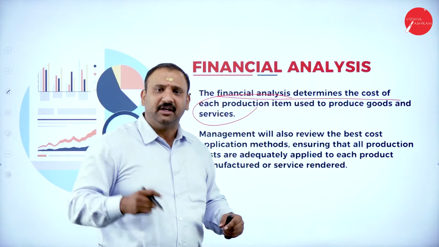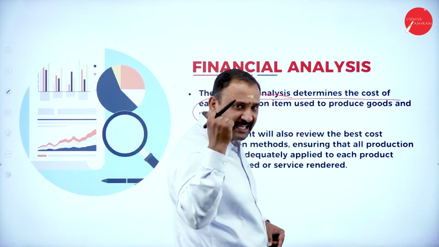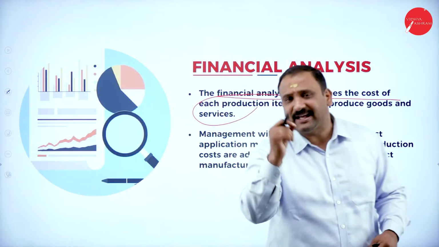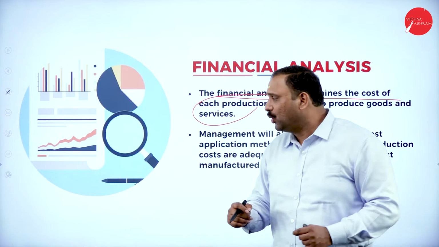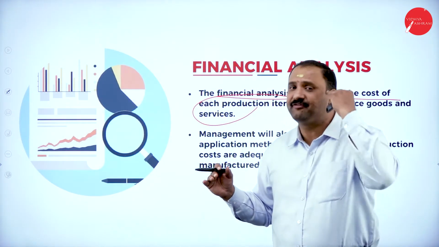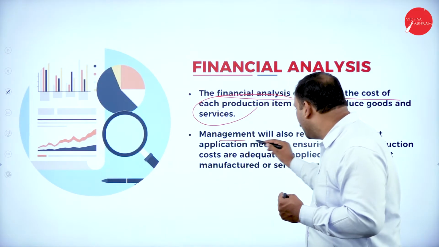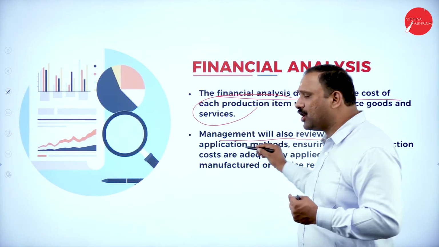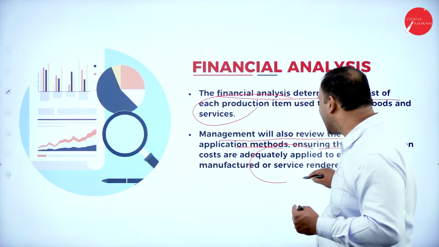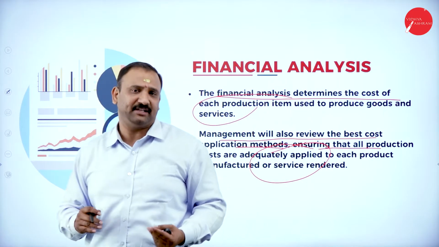to a minimum level. So finance is an integral aspect of the business and it is mandatory for every business to do a complete analysis and find out whether we can take the product to the next level. Is it possible to manufacture at that given level altogether? Now, management will also review the best cost application methods, ensuring that all productions are adequately applied to the manufactured sector and then they can be taken forward.